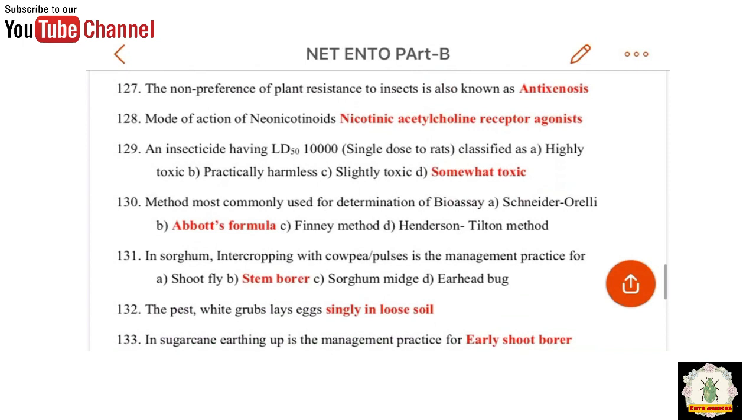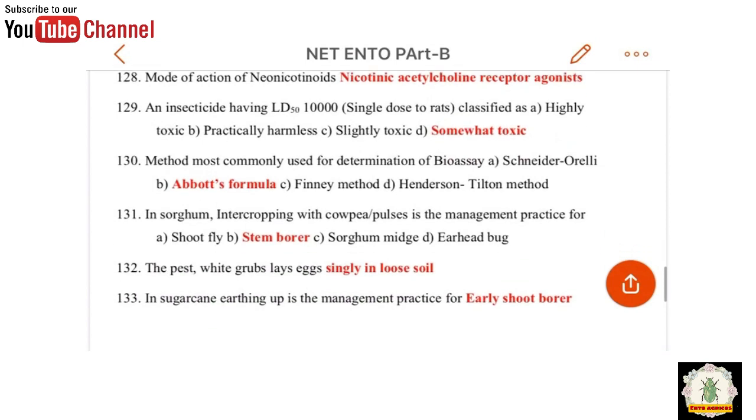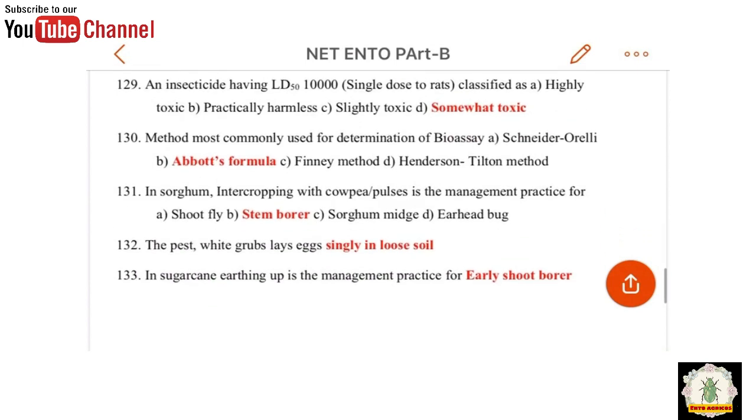The pest with white grubs lays eggs. So these white grubs lay eggs singly in loose soil. Next is in sugarcane earthing up is the management practice for. So this earthing up in sugarcane is the management practice for the insect that is early shoot borer.